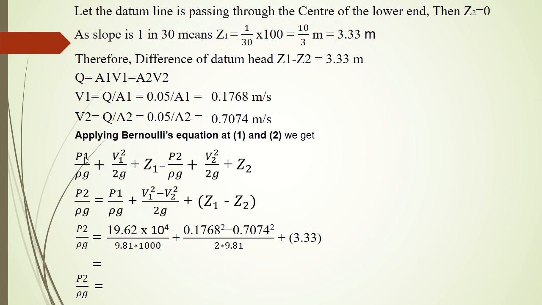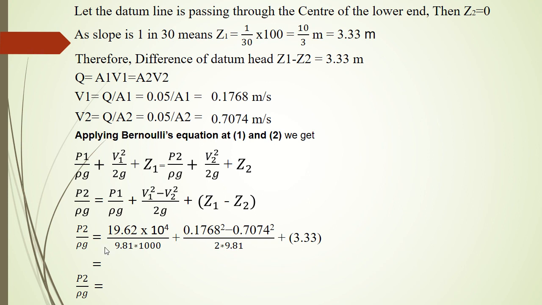Now again you have to apply Bernoulli's equation between sections 1 and 2. So in that case it is going to be P1 by rho g plus V1 square by 2g plus Z1 equal to P2 by rho g plus V2 square by 2g plus Z2. Here the motto of the problem is to find out the pressure head at section 2. So I will keep P2 by rho g on one side and send all other terms to the other side of the equation.